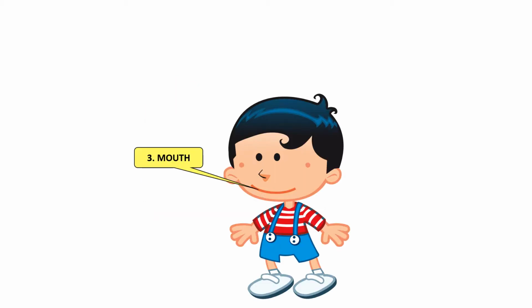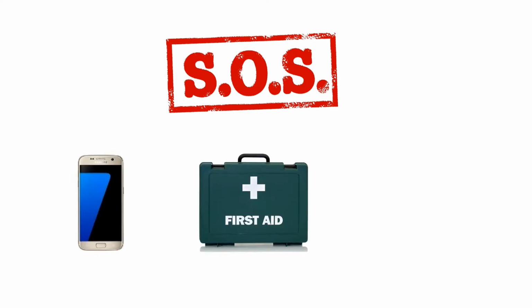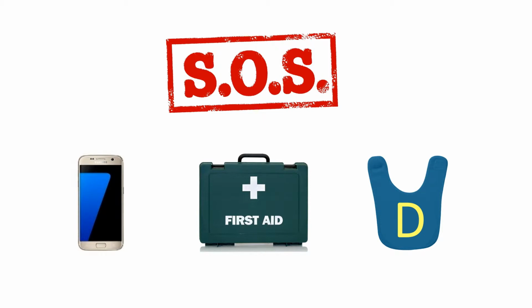The third body file location is 3 mouth. There are some items coming out of your mouth. The items coming out of your mouth are an S.O.S symbol, a mobile phone, a first aid kit, and a baby's bib with the letter D on it.